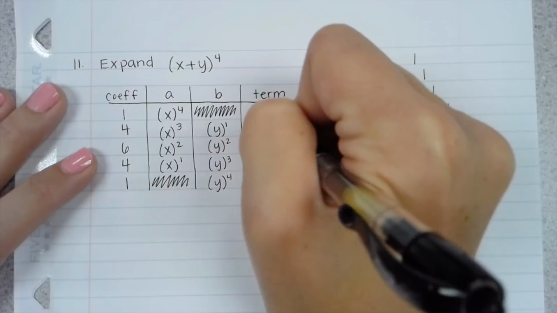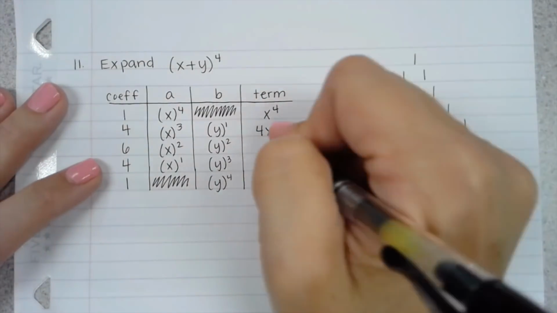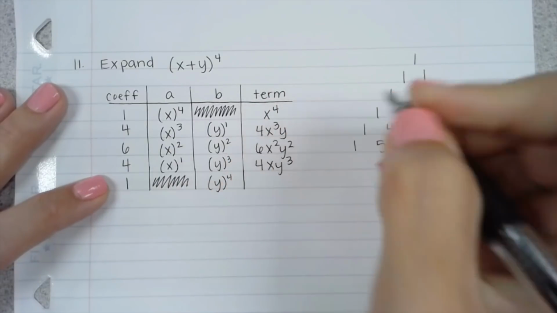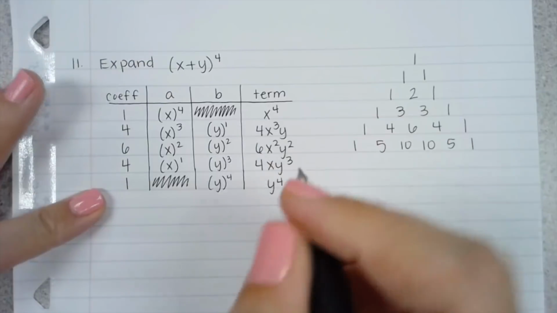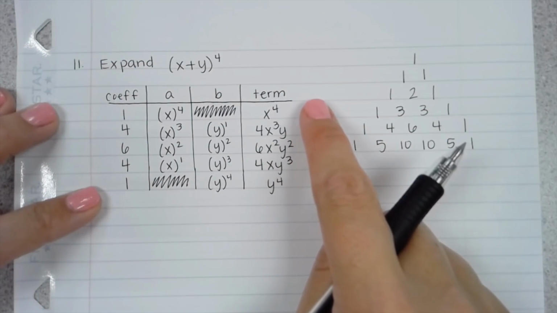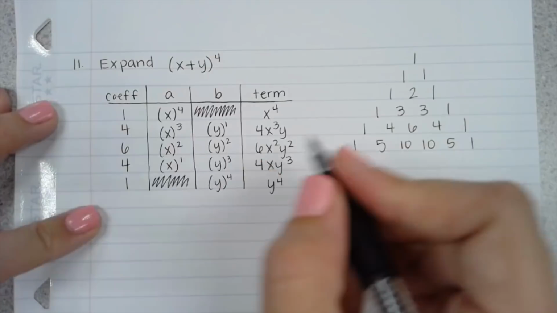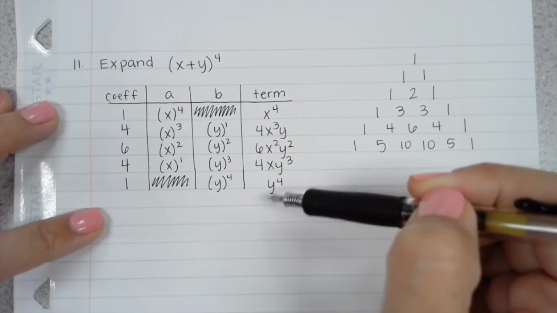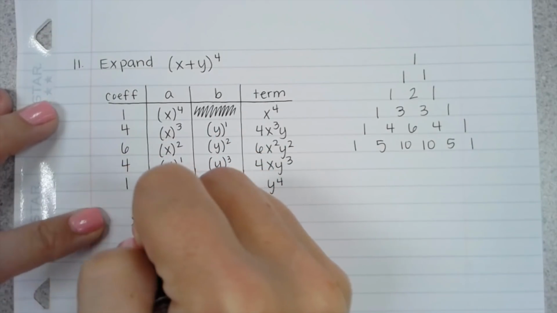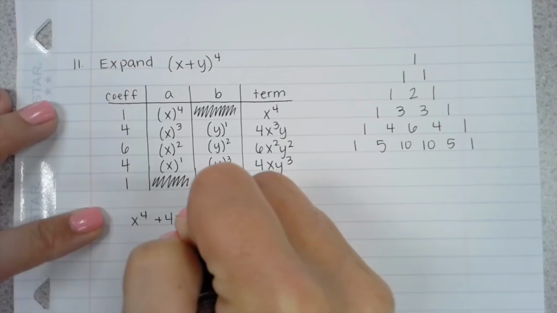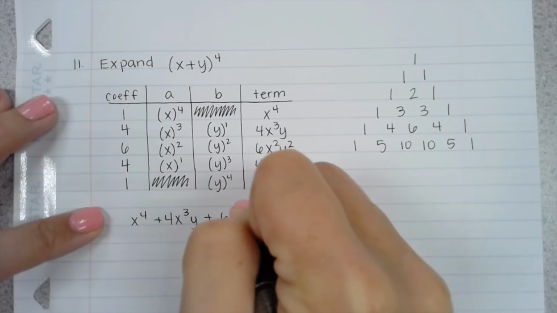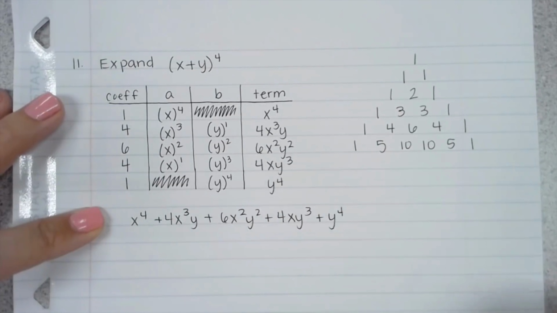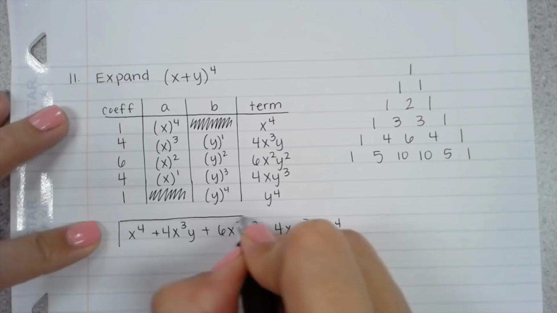This one will be 4x to the third y to the first, but you don't need to write the 1. This one will be 6x squared y squared, 4xy to the third, and then last but not least, this one's just y to the fourth. So your answer to the question are these terms written out in order from left to right. And because this was a plus sign, they're all positive. If this was a minus sign, they would be flipping back and forth from positive to negative. So x to the fourth plus 4x cubed y plus 6x squared y squared plus 4xy cubed plus y to the fourth. And so that's your finished answer for that question.